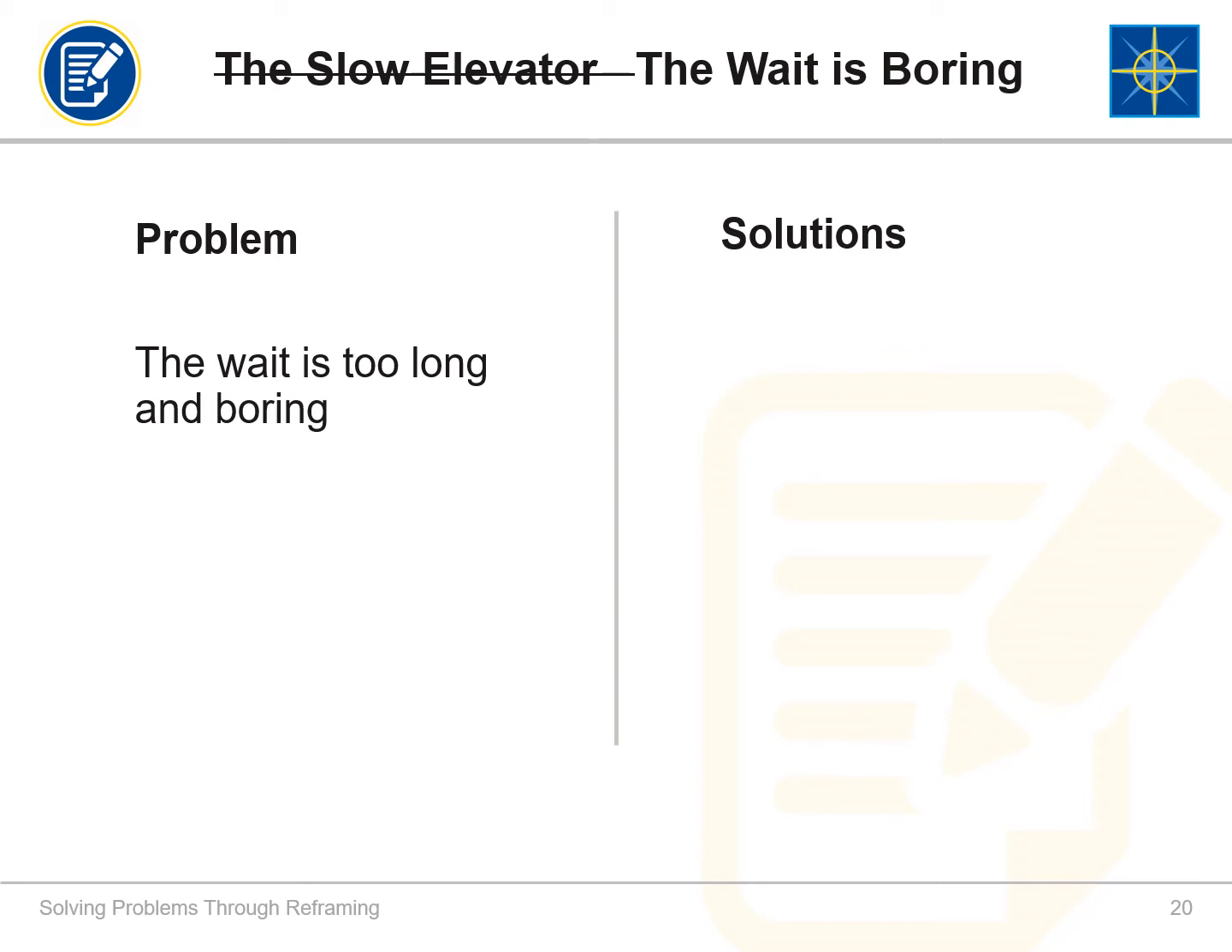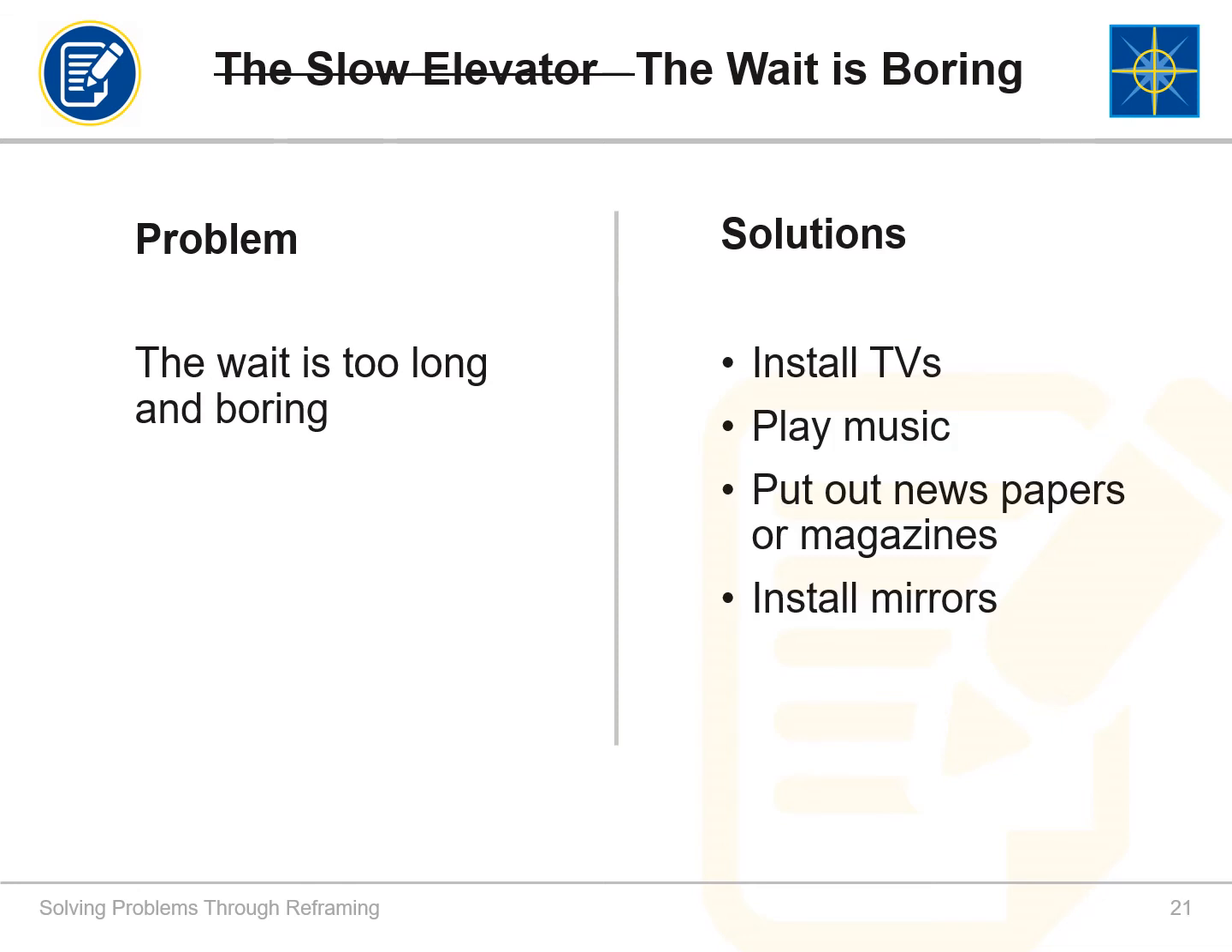Pause the video and write down some ideas that can make the wait less boring. Some of the most popular solutions are to install TVs, play music, put out newspapers or magazines, install mirrors. All of these ideas are cheaper and easier to implement than trying to speed up the elevators themselves.